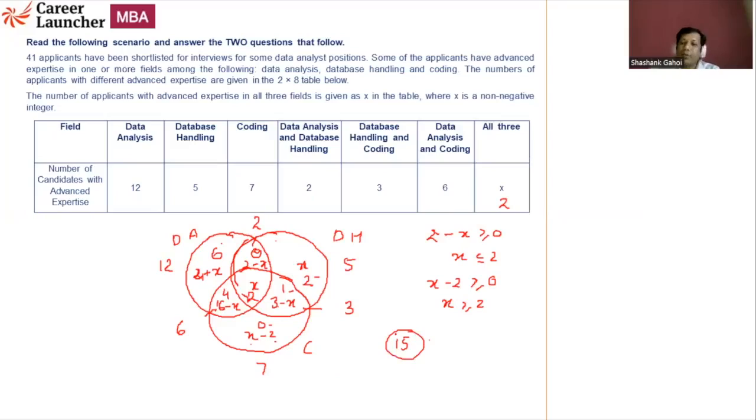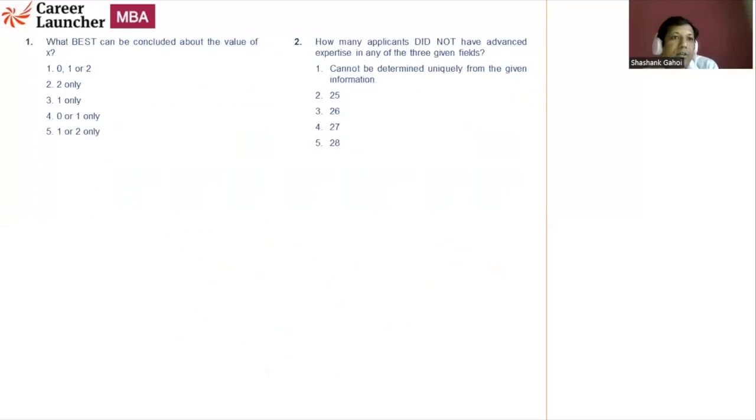So out of 41 people, 15 people have expertise in at least one of the three things: data analysis, database handling, and coding. Now let's see what the questions are saying. What best can be concluded about the value of x? So the value of x is 2. We have actually got the exact value.